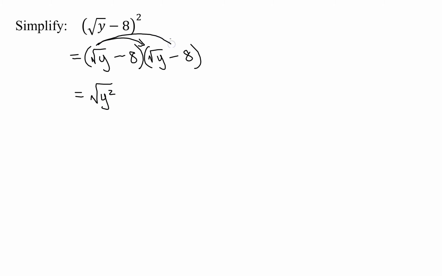Outer, the square root of y times negative 8 is negative 8 the square root of y. Notice when I'm multiplying a radical by a whole number, the whole number stays outside and the radicand stays inside. Negative 8 times the square root of y is just negative 8 the square root of y. And negative 8 times negative 8 is positive 64.